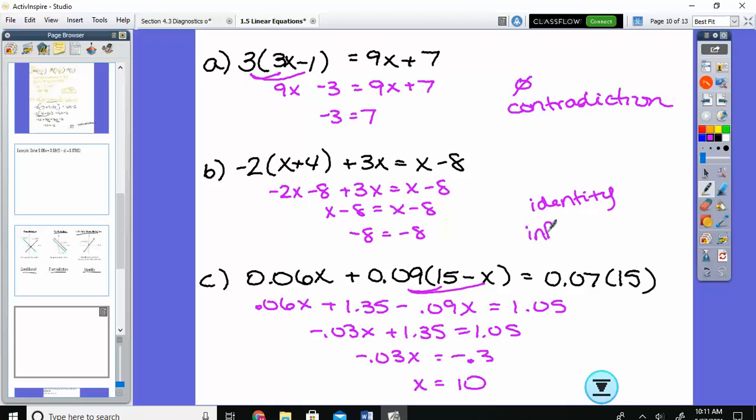What we usually say is infinite solutions are all real numbers. You can plug in anything for x and it's going to work. So for that, would you just like the infinite sign? I would either say all real numbers or just write this in quotes. And then C, you solve that one and we get x equals 10. So if we solve it and get a solution, what do we call that? Conditional.